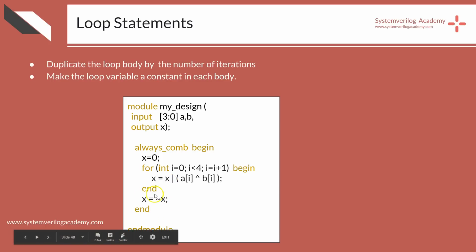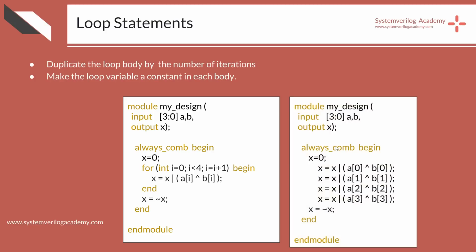To understand the circuit produced by this program, let's apply these rules. Unroll the loop, and replace the looping variable I with its constant value in every unrolling. It is shown here. It replicates this statement 4 times and replaces I with its value in every unrolling, which are 0, 1, 2 and 3. Note that this loop unrolling will be done by the synthesizing tool and not by you.